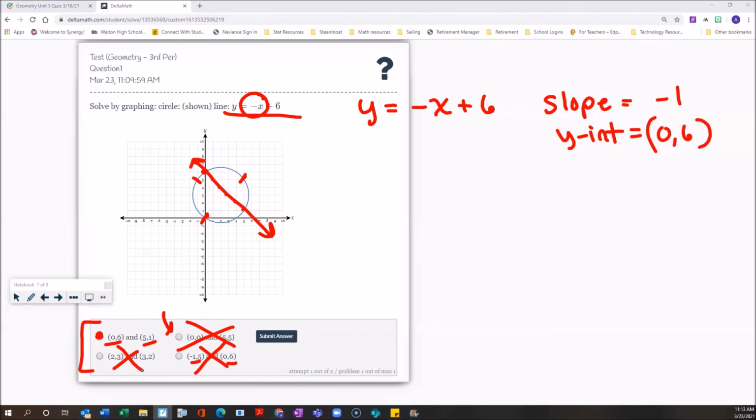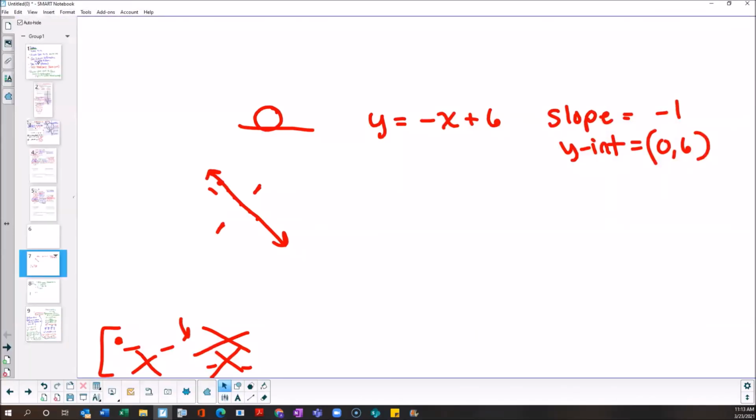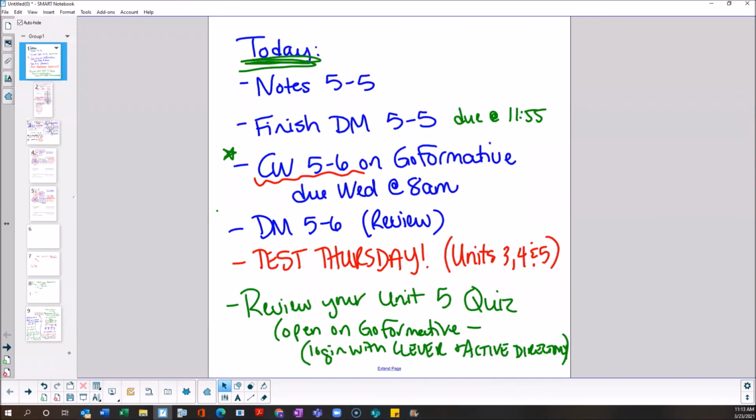Okay, so I'm going to give you the rest of the time. You have about 15 minutes or so. You can work on the classwork. I'll go back to that slide in case anybody, we had a couple people late. So the test is on Thursday, right? It covers unit 3, 4, and 5. You can finish your Delta Math 5-5. The classwork 5-6 is due on Go Formative. It's 40 problems. It's kind of long, which is why I assigned it yesterday, and you have till tomorrow at 8. And then your Unit 5 quiz is open.